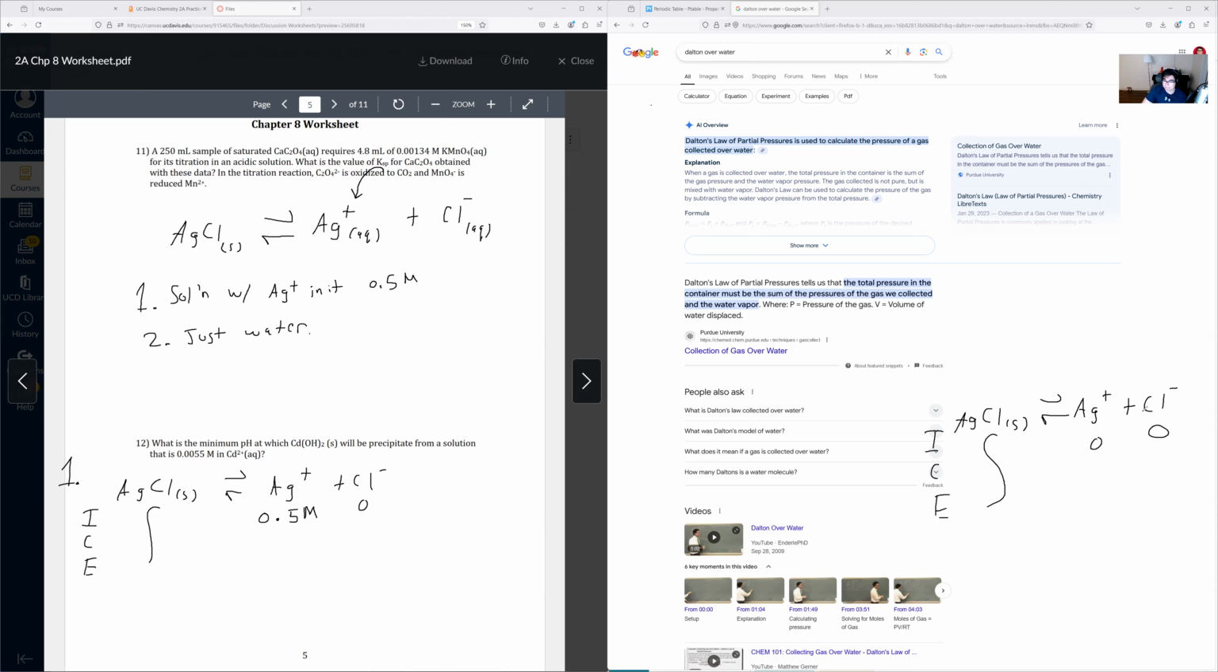Okay, I got it. Thank you. Mhm. And the reason why too is if you do add water, it doesn't do anything. So it just goes away in the net ionic reaction.